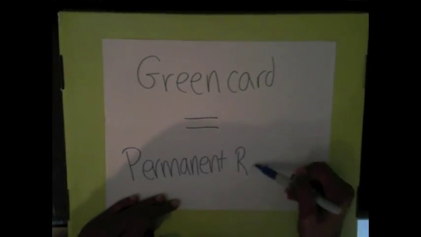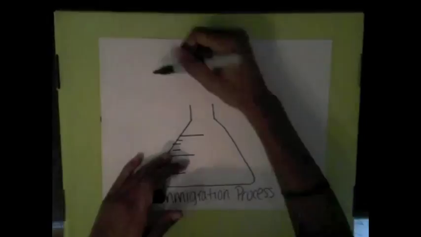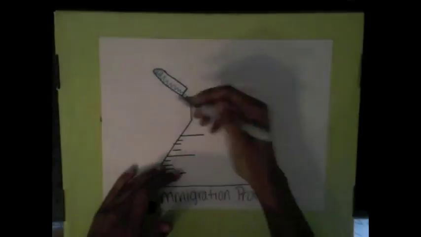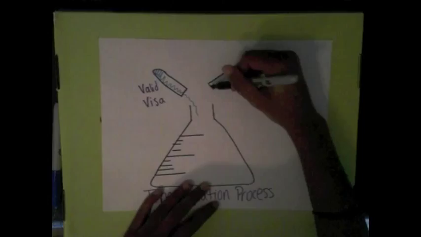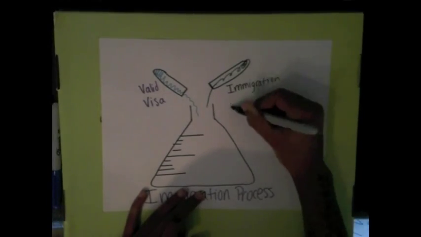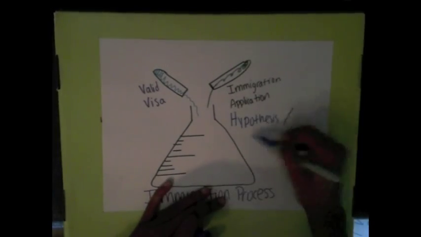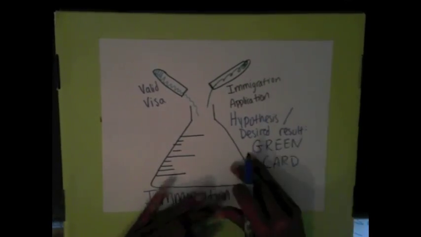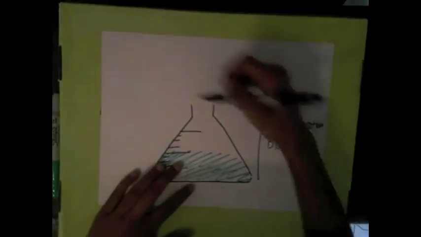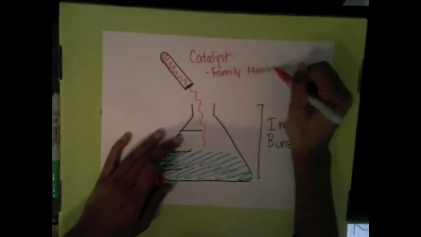The next step after getting your visa is getting your green card or your permanent residency. We can think of this process as a chemical reaction. The two reactants that you need are your visa and to apply for your permanent residency. Hopefully, this will result in getting your green card. However, this isn't necessarily guaranteed, and the process will take a long time, maybe even years. Like any chemical reaction, a catalyst can speed up the process. In this case, a catalyst could be a close family member or a company pushing for you to get your green card.